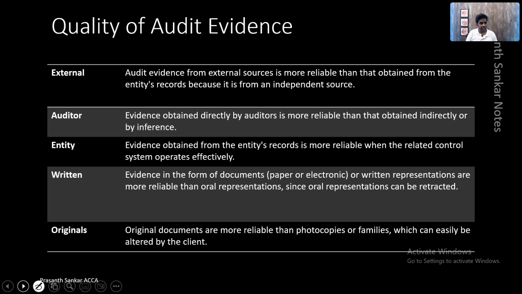An external evidence is more reliable than an internal evidence. External evidence is coming from a third party. A third party might not lie. So an external evidence is more reliable than getting it from the client's internal records, because internal records can be manipulated by the management. If the auditor himself is going and collecting the evidence or directly taking the evidence, then definitely it is more reliable.